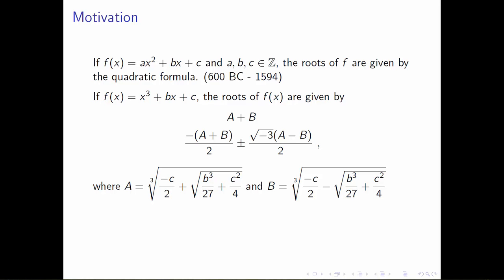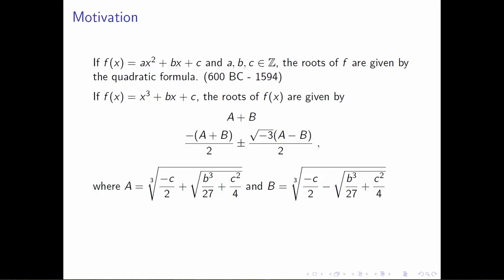Now, it's not important for you to know what a and b are to know what this formula is for depressed cubics. The point is, it's possible. I can take a depressed cubic and come up with a formula that explicitly tells me what the roots of this polynomial are. Now, it's not pretty, but I can write it down.